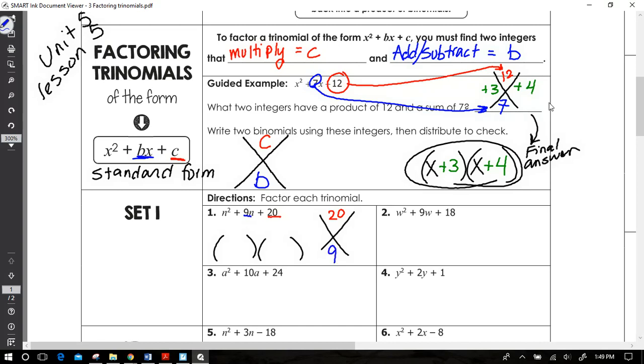The number with the variable goes in the bottom. So let's find two numbers that multiply to give you 20, but add or subtract to give you 9. And if you need to make a list out to the side, you can. 1 and 20, 2 and 10, 4 and 5. And which of these would be the correct answer? And it is +4, +5.